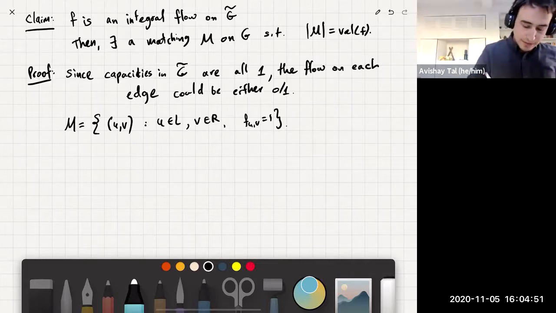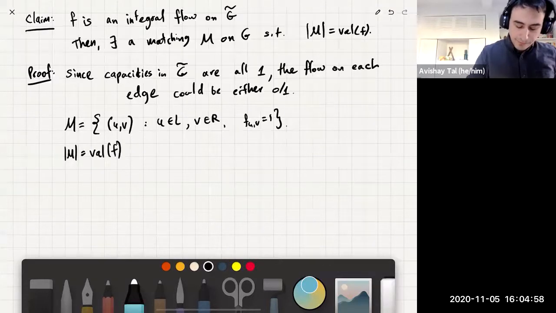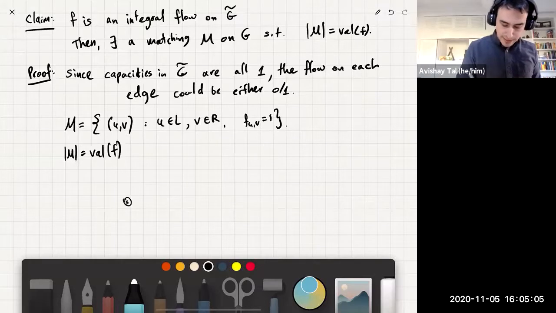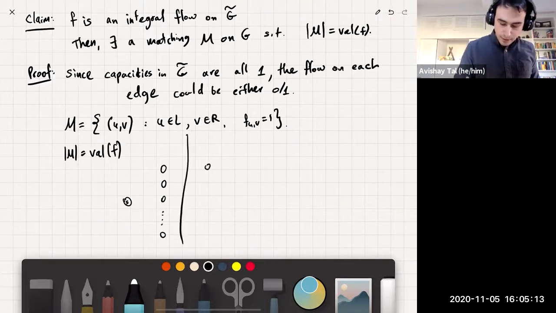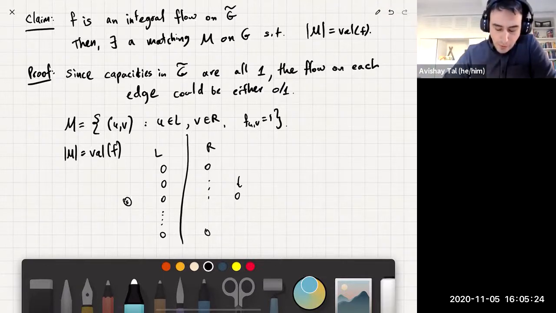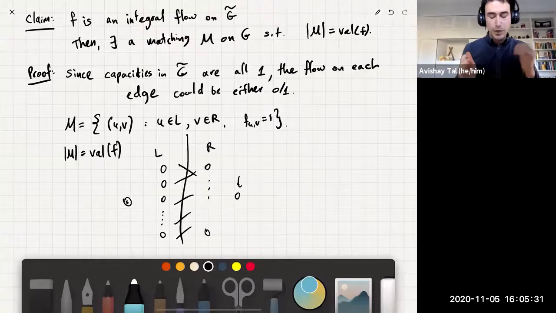The first thing to note is that the size of M equals the value of F, and this is just because if we look at this cut where we have S and all the vertices in L on one side, and we have R and T on the other side, then you can see that the value of the flow is exactly the number of edges that cross the cut on which we push 1 unit of flow. We know that the value of the flow on every cut is equal. So in particular, it's equal to the value of F. So this means that the size of M would be the value of F.